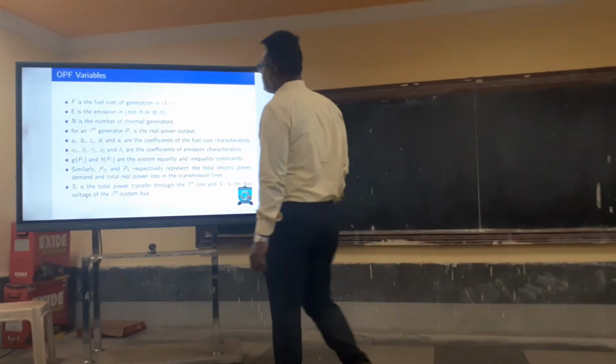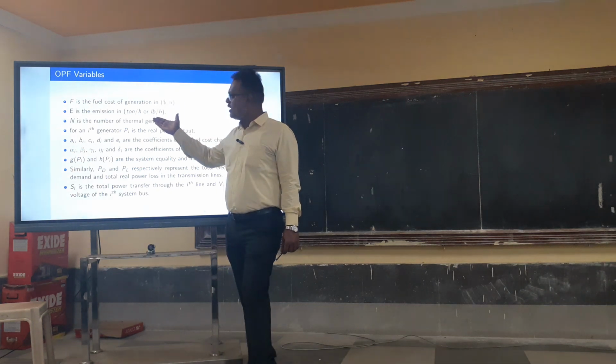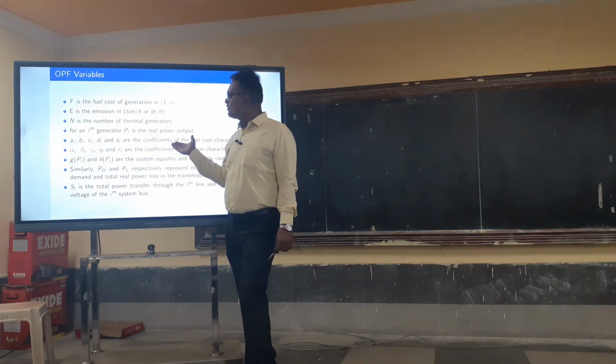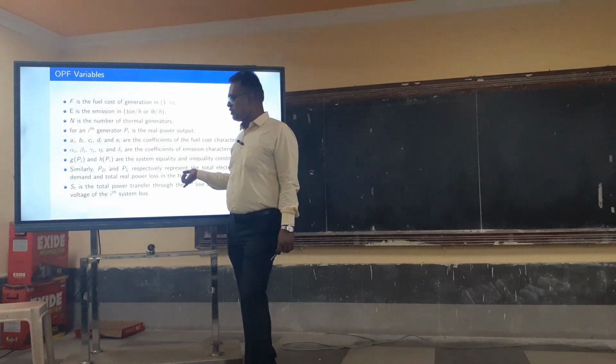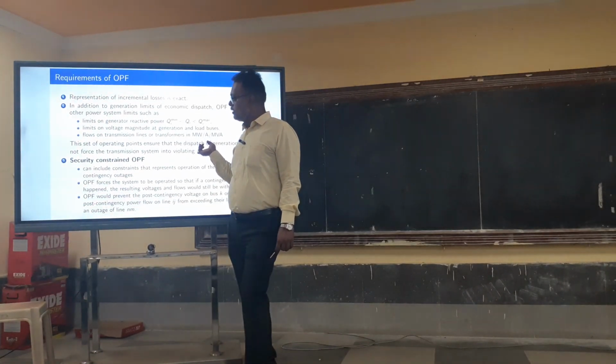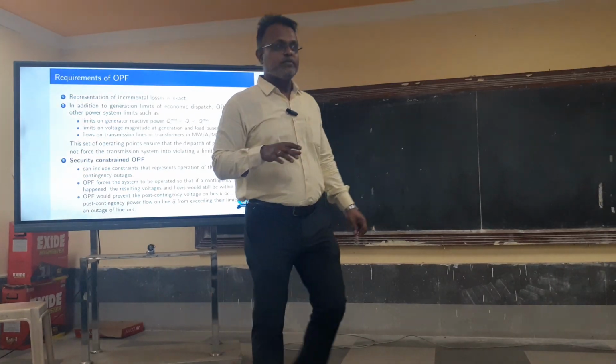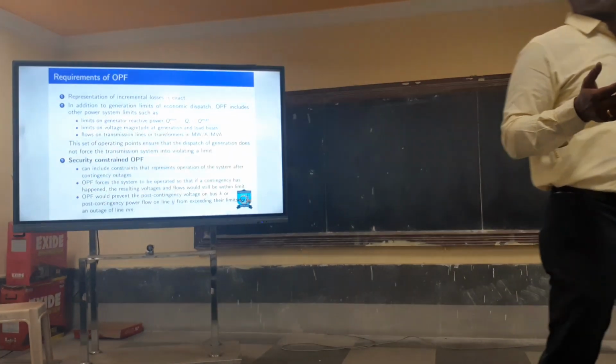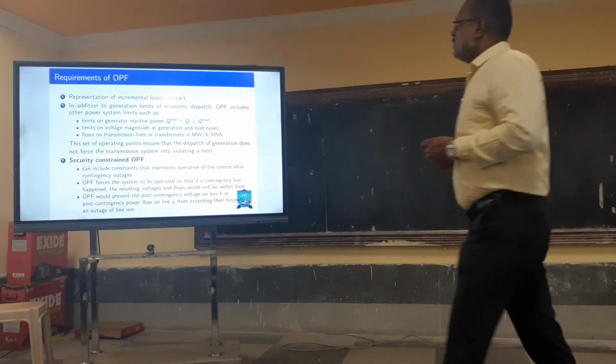So in this case we have fuel cost, emission, number of thermal generators, real power output, cost coefficients, emission characteristics, equality, inequality and so on. Okay, SL is the total power transfer through the transmission. So this is all about the formulation of the OPF. Now why do we go for OPF? What is the requirement of OPF?